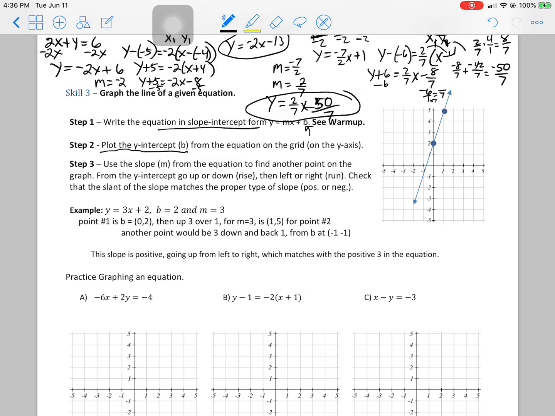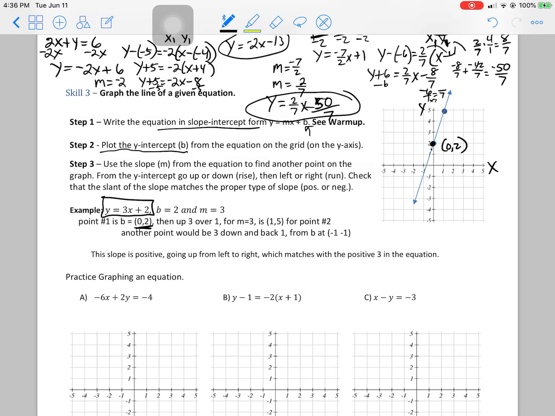So you go up from the y-intercept or down, and then left or right, and make sure that the slope matches. So for instance, we have this equation right here. Your slope is 3, your y-intercept is 2. Your y-intercept is 2, so the point is 0, 2, right? That's your y-intercept. This is a y, this is an x. That's a y-intercept. So we do that first. That's step 1, okay?